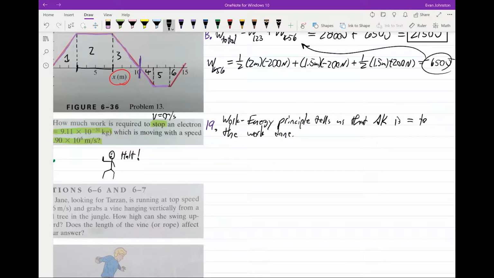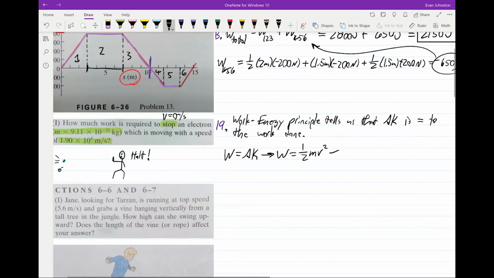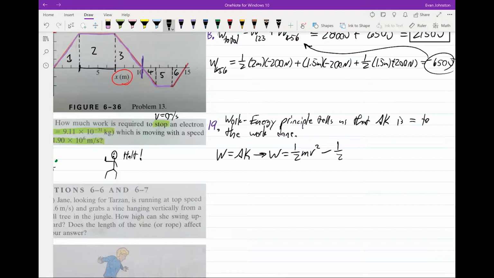So essentially, you're changing the kinetic energy of the electron, so the energy of it is changing. Where is that change in energy coming from? It's coming from you. And so all we really have to do is note that the work is equal to the change in kinetic energy. So rewriting that, the work is equal to 1/2 m v final squared minus, because it's the change, 1/2 m, the initial speed squared.